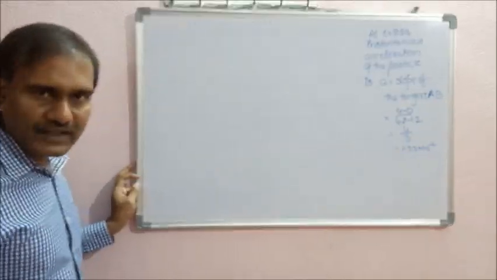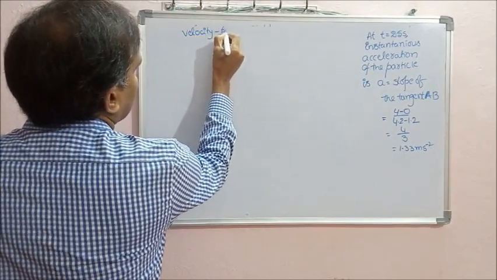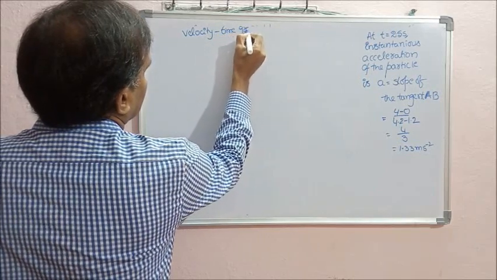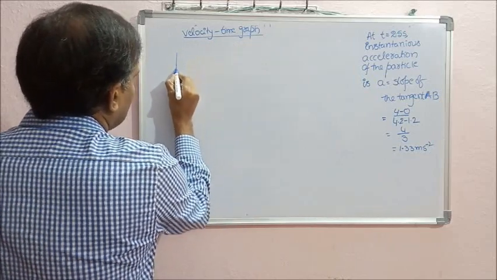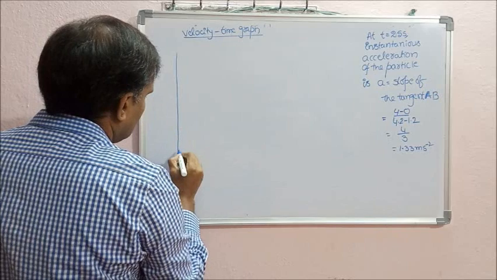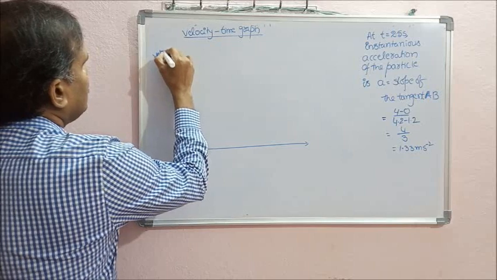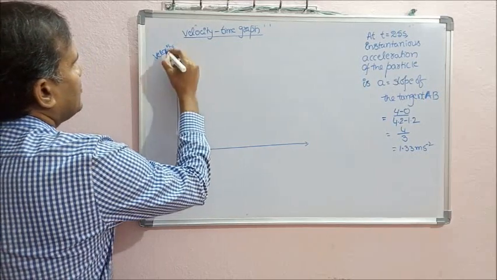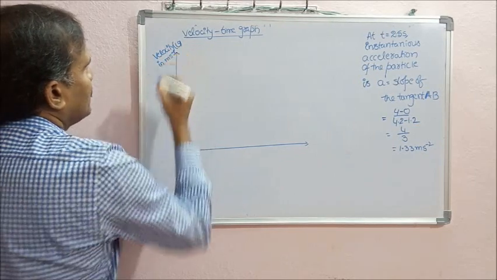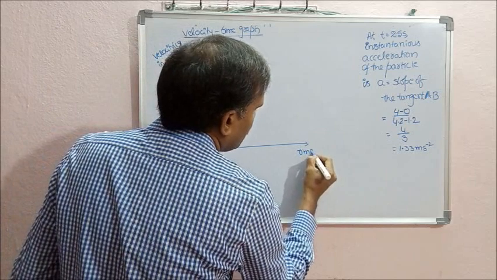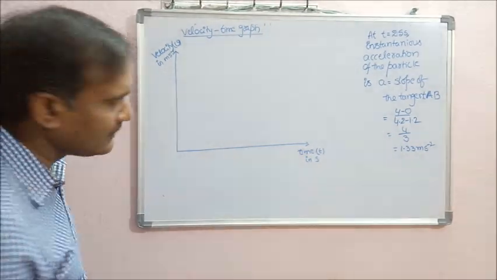Now another graph, it is also a velocity time graph. Plot a graph between velocity and time. Velocity is taken along the y-axis, in meter per second. Time interval t is in seconds.